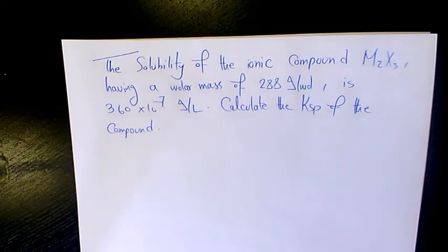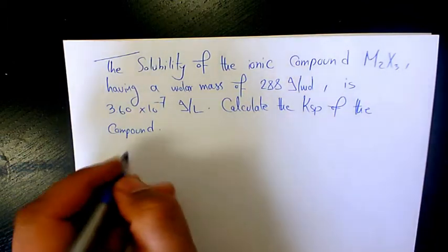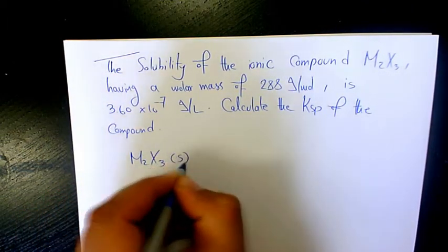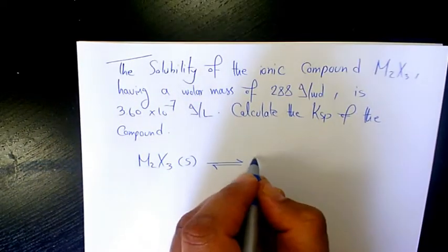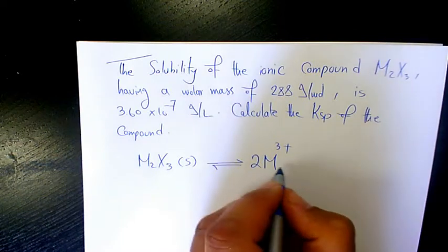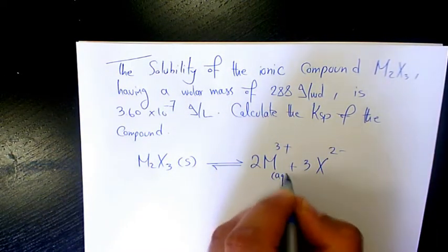Welcome to another video. In this video I want to show you how to find out Ksp from solubility of a solid. The solid we have is M2X3, which is imaginary solid, M2X3. When it dissolves, it's going to produce 2M3+, based on the formula, plus 3X2-, both of them in aqueous phase.